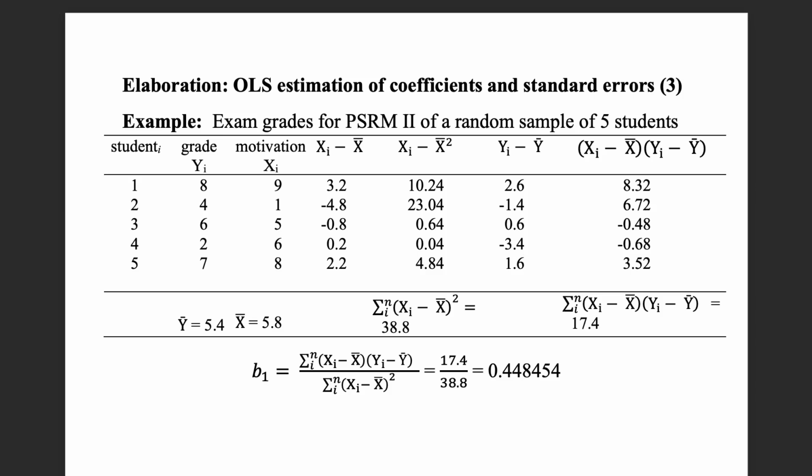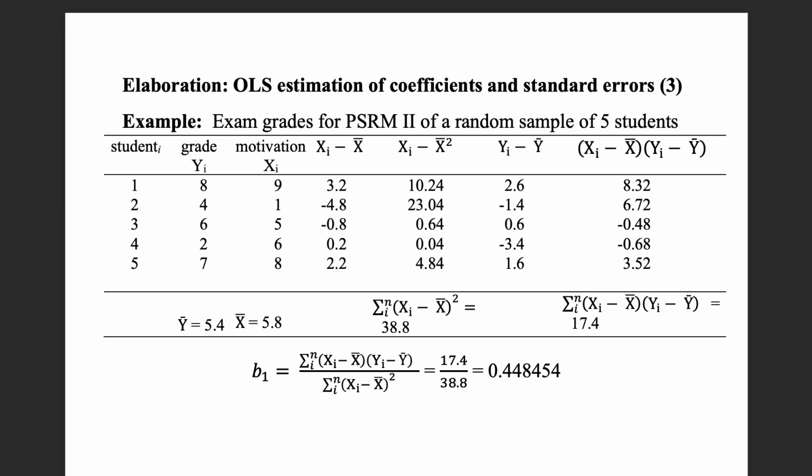Yeah, that's the number that we get here. So again, how do we interpret this? Well, that means that in our sample we see that for every additional point on motivation that students score, because it's measured on a point scale from 1 to 10, the predicted grade increases by 0.448454 points, again on a scale from 1 to 10 points.